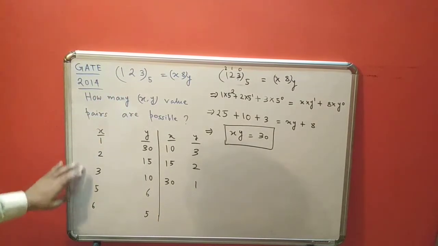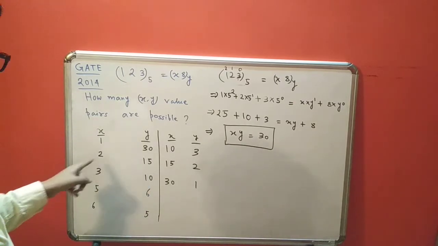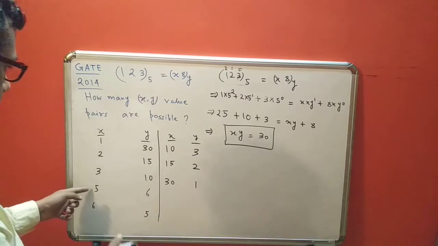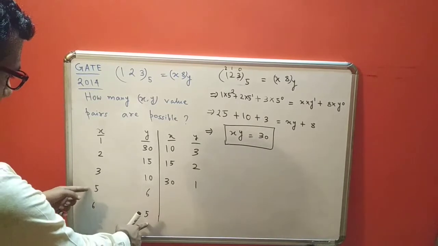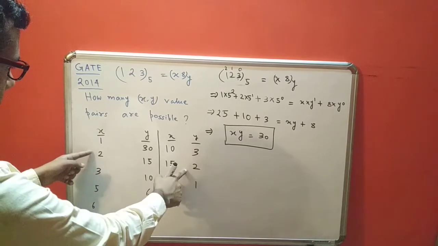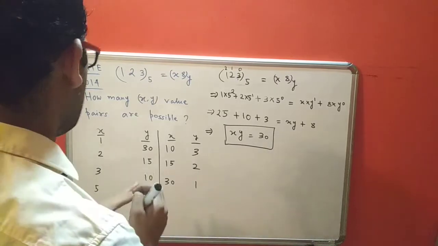I hope I've listed out all the possible combinations. Yeah, I think I have: (1, 30), (2, 15), (3, 10), (5, 6), (6, 5), (10, 3). Yeah, I'm going in the reverse order now. See, 5, 6, the values have interchanged. (10, 3), (3, 10) has become (10, 3), (2, 15) has become (15, 2), (1, 30) has become (30, 1). So I'm back to the starting point. That means I've covered all the combinations.